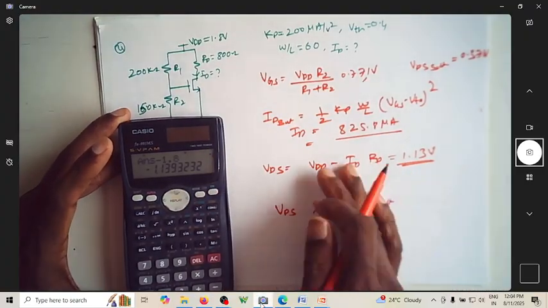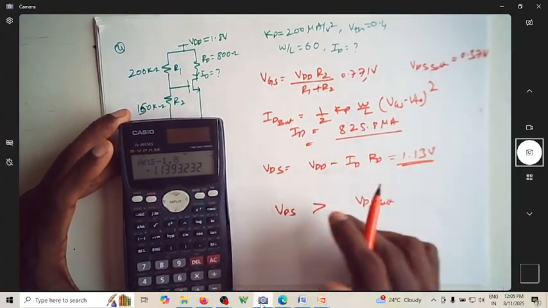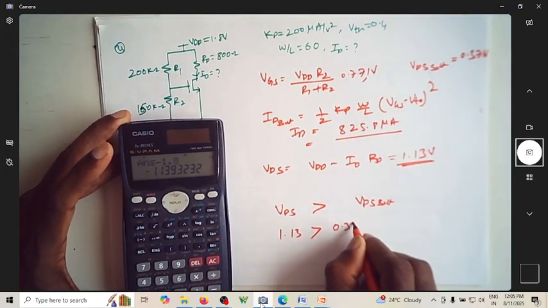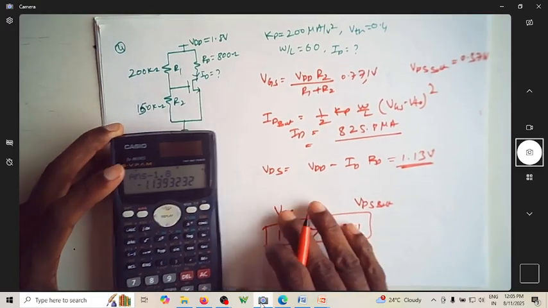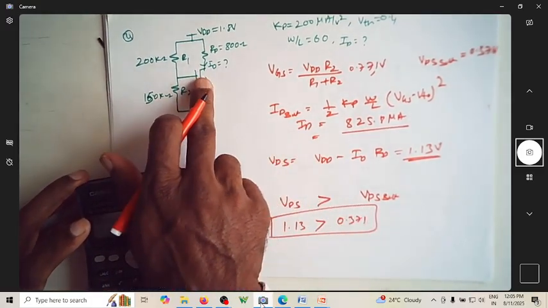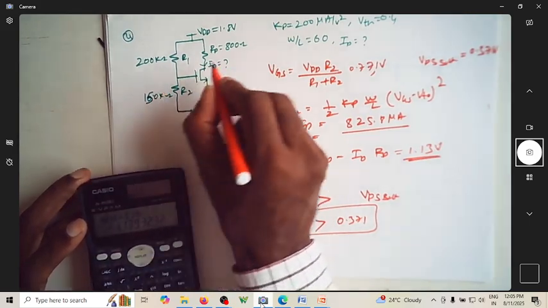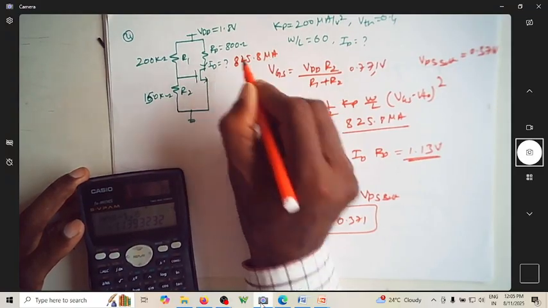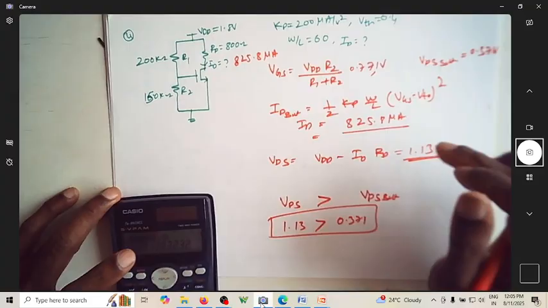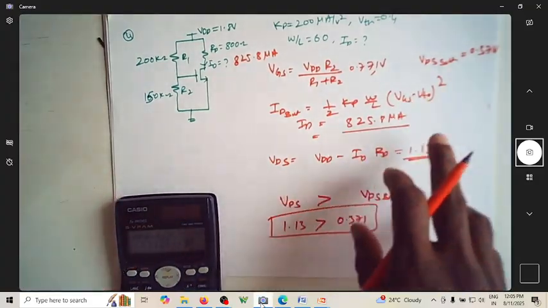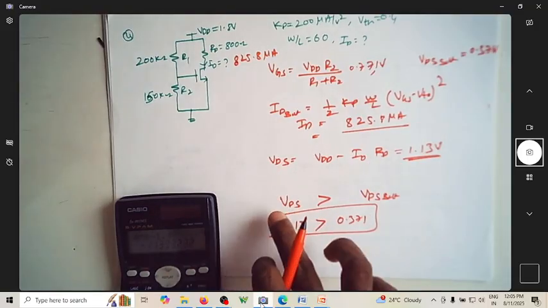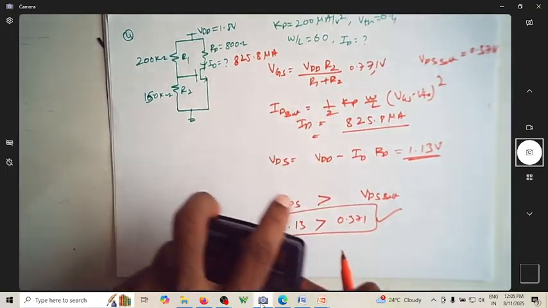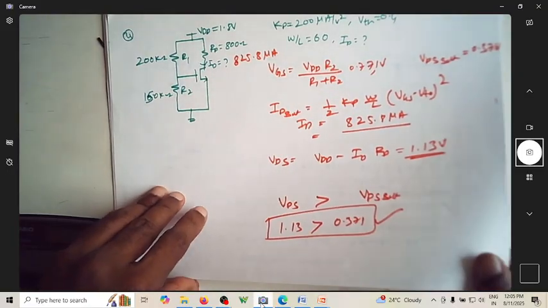Of course I just made this reverse. Okay, this is 1.13 volt. So 1.13 is certainly greater than 0.371. So our assumption of MOSFET in saturation is correct. The ID here is 825.8 microamperes. Since we assumed it is in saturation region, we found the current, then found VDS, then compared VDS with VDS sat. So this is perfect. Our assumption of MOSFET in saturation region is correct.